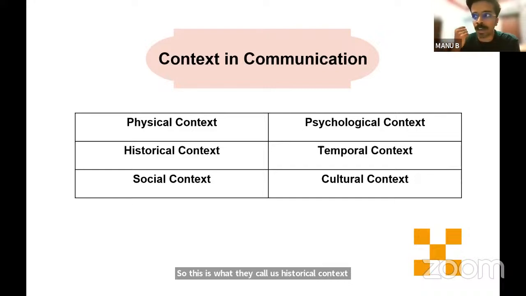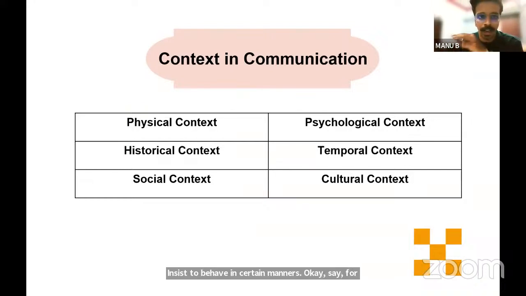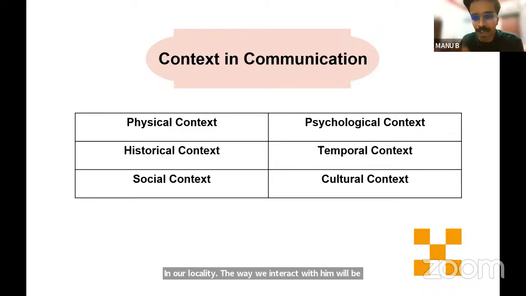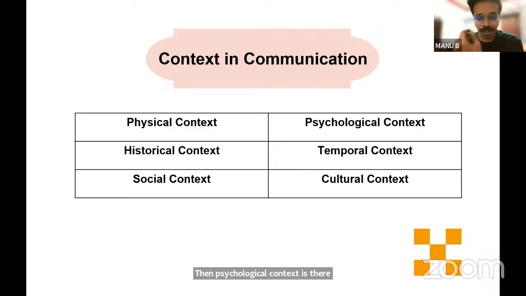Social context is where we modify our communication just because society insists that we behave in certain manners. For example, if we have a respected person in our locality, the way we interact with him will be different from the way we interact with our friends. That is social context. Then psychological context is there. That is our moods and emotions that influence our way of communication. So that is psychological context.